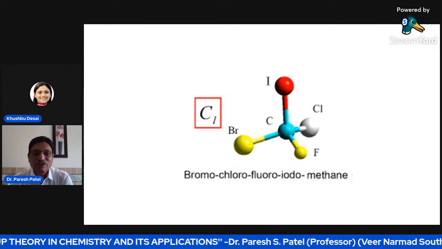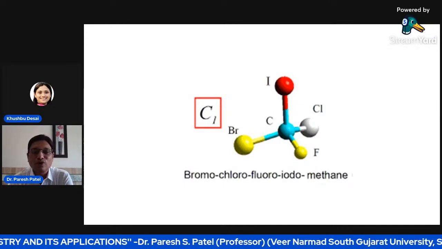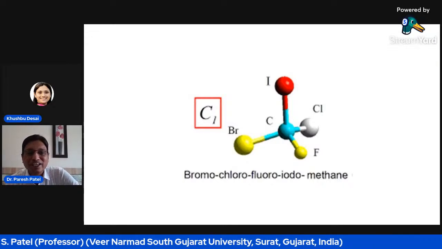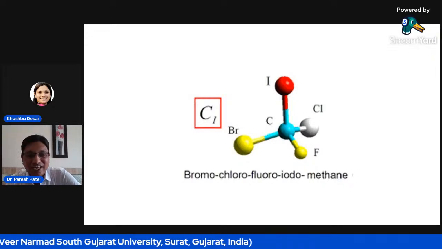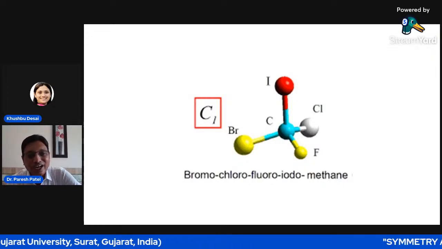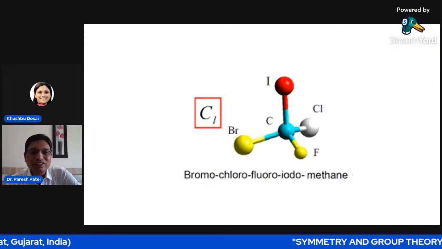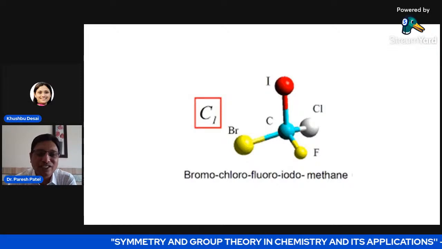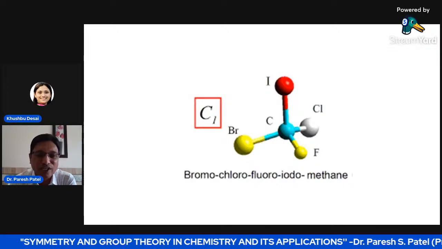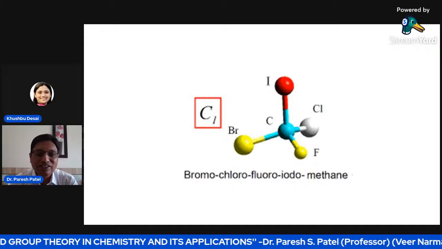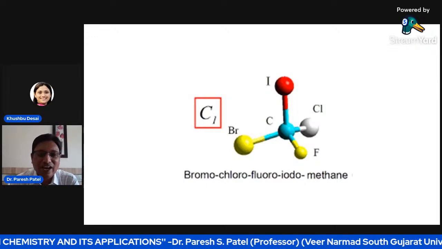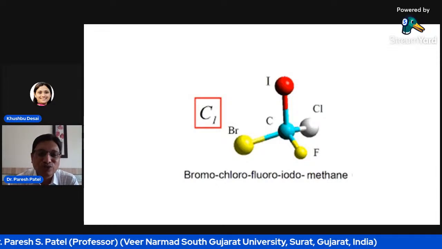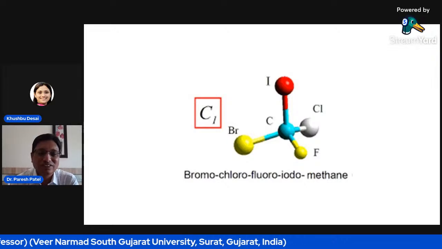Now, in that case, the first molecule is bromochloroiodomethane. Okay, we know that the shape of methane is tetrahedral, and its derivatives are also tetrahedral. So, in this molecule, there is no proper axis. It means a proper axis of symmetry is absent in this molecule. So, in this case, the only symmetry element is identity. So we can assign the point group of this molecule as C1. Next one, please.